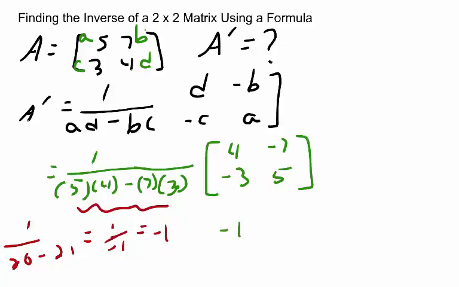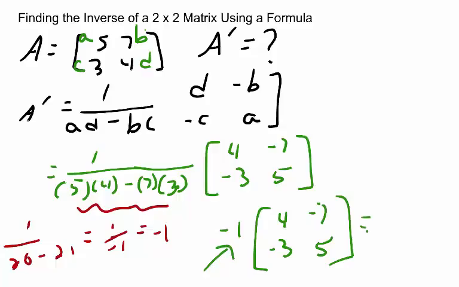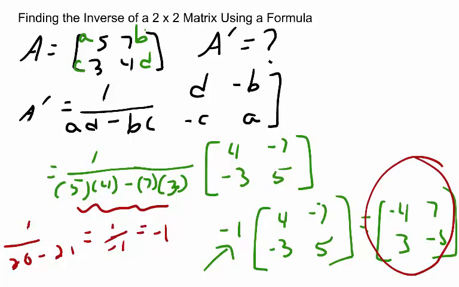So now we have negative 1 times 4, negative 7, negative 3, 5 as the entries in our 2 by 2 matrix. And then we just take our scalar, negative 1, and multiply it by each entry. This changes the sign for each one. So we have negative 4, 7, 3, and negative 5. And this is our inverse matrix, A prime.